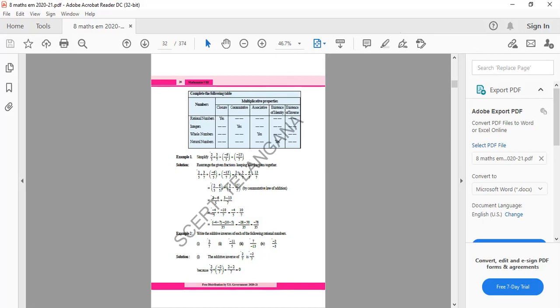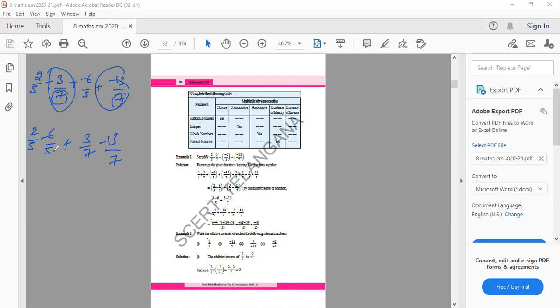Okay. I'll try to take the problem and explain this. It's a very simple problem: 2 by 5 plus 3 by 7 plus minus 6 by 5 minus 13 by 7. First, I'll take the denominators that are same. I'll take these two on one side and these two on one side: 2 by 5 minus 6 by 5 plus 3 by 7 minus 13 by 7.